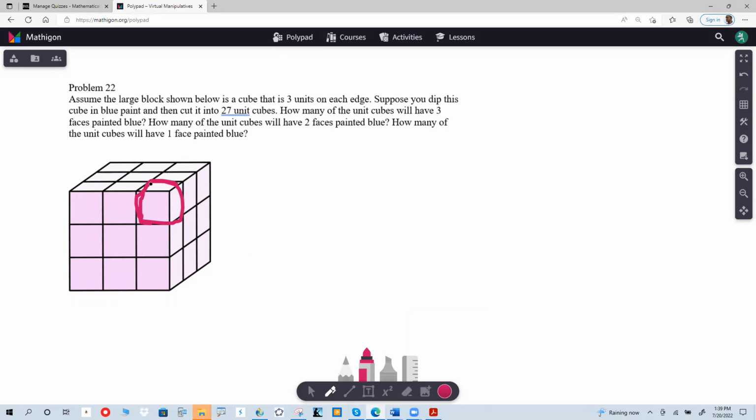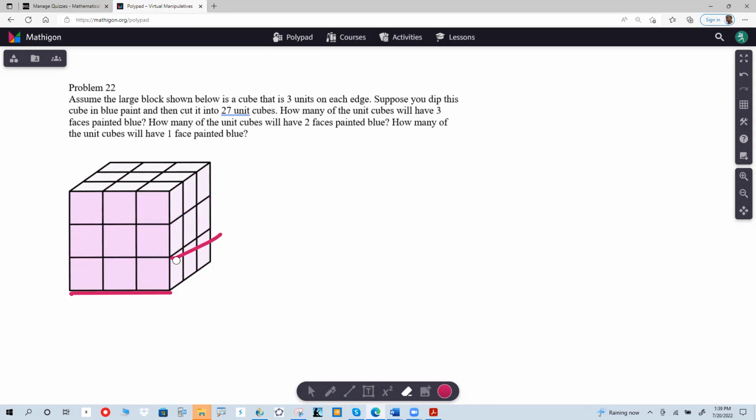And when you cut it up into 27 cubes like before, the inside of the block will not be painted blue. Only the surface will be painted blue. Do you see that? Yes, sir. Okay, so let me get rid of this.